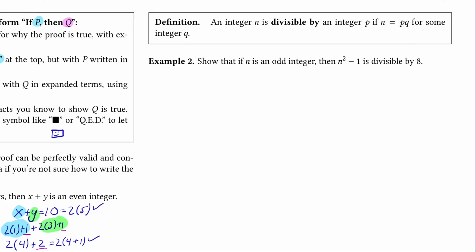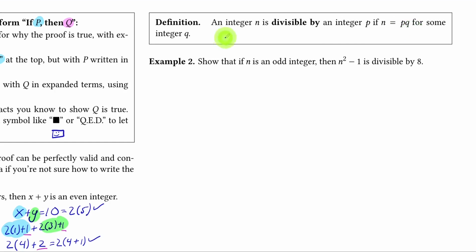All right, let's look at a definition. An integer n is divisible by an integer p if n equals p times q for some integer q. So just a quick example of that. Like 40 is divisible by 8 since 40 equals 8 times 5.